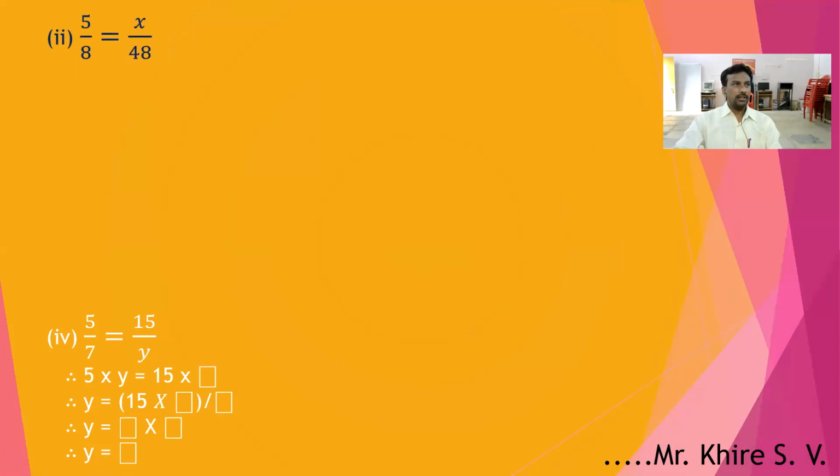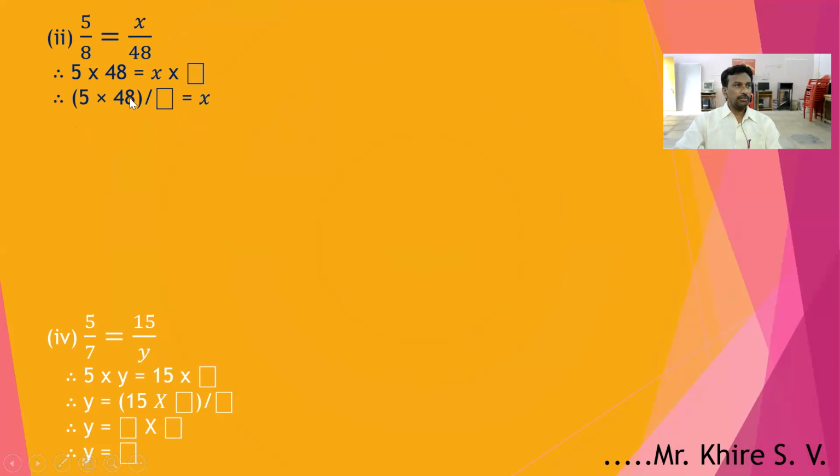Next example, second example: 5 upon 8 is equal to x upon 48. Cross multiplication again: 5 into 48 is equal to x into 8. Write down 8 in this box. Again, 8 goes to the LHS side, it will become upon 8. 5 into 48 divided by 8 is equal to x.